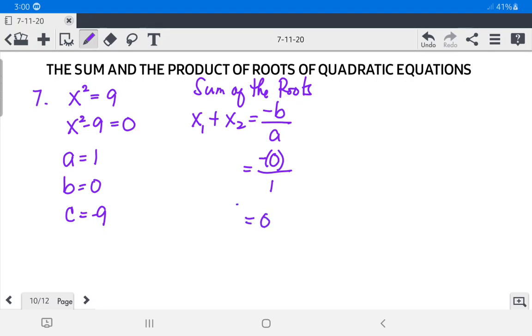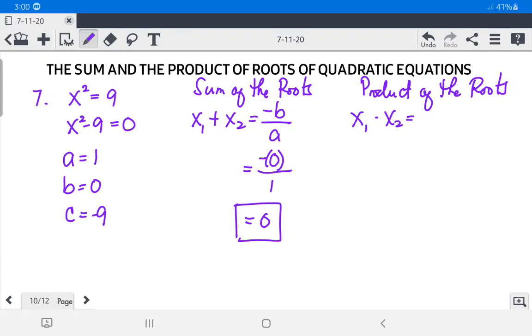Okay? Next, for the product of the roots, we have x1 times x2 equals c over a. So, c is negative 9, then a is 1. So, the product of the roots is negative 9. That is the product of the roots.